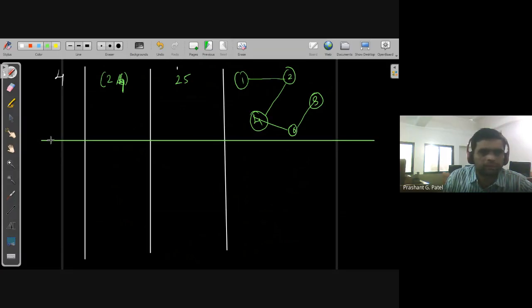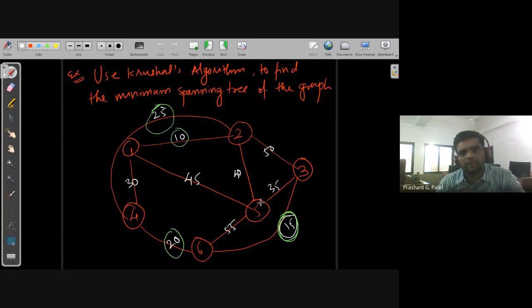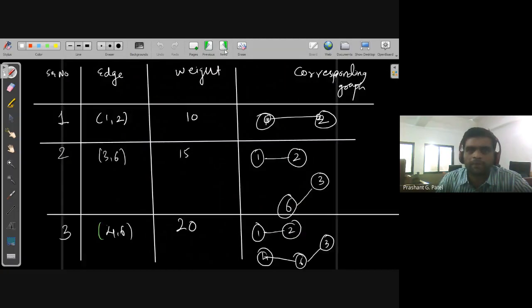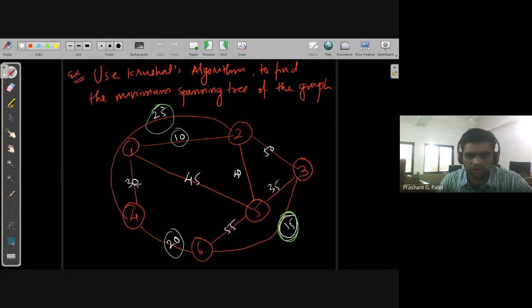Now the fifth step, the fifth one, that is the next weight, which is after this 25, is 30. Minimum one is 30. What will happen if I join 1, 4? If I join 1, 4, what will happen? It will form a cycle: 1 to 2, 2 to 4, and 1, 4. So it is not possible to take this edge 30. We cannot pick up a 30.